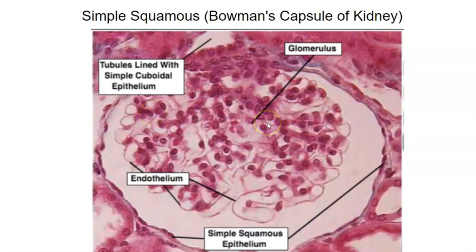Now, there's a lot going on here that we'll discuss later in the course, but we're looking at a portion of the kidney right now. We're not going to concern ourselves with this. What we're working with here is this thin layer that's covering this Bowman's capsule. It's one thin layer of flat cells that makes it simple squamous epithelium.